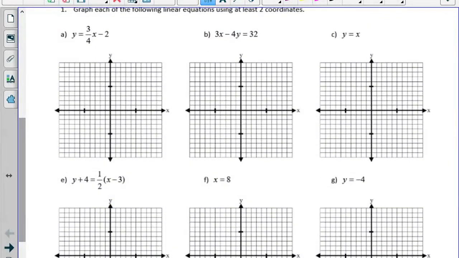Graph each of the following linear equations using at least 2 points. I will do these relatively quickly because these are all Algebra 1 topics. y = 3/4 x minus 2.